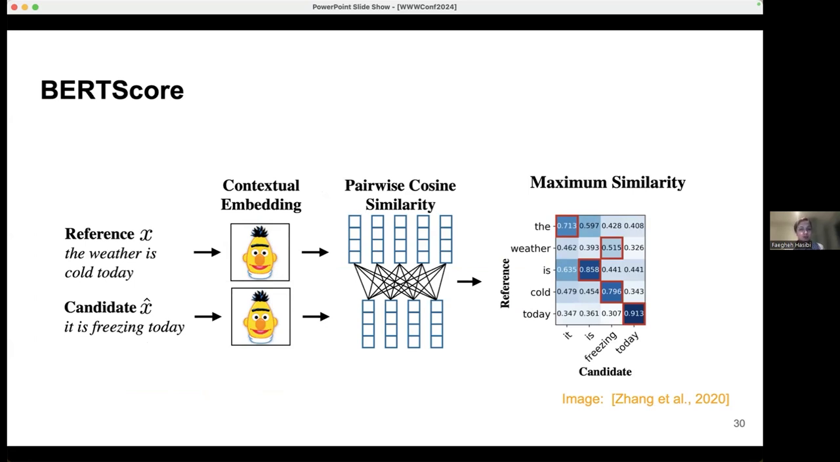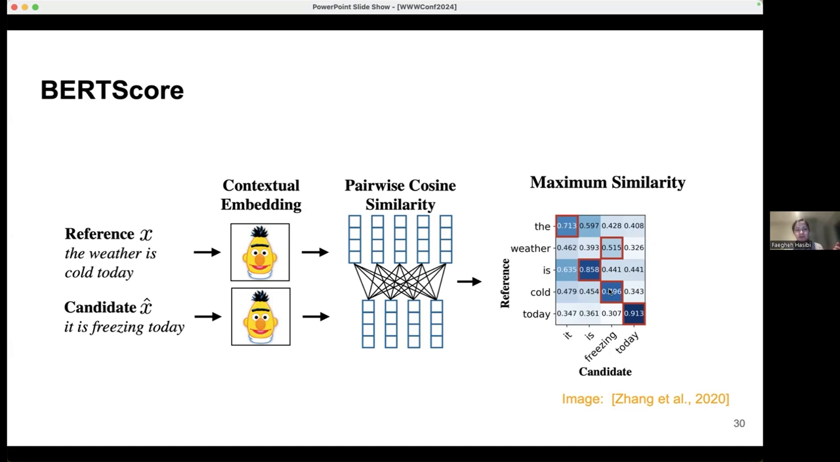BERTScore obviously uses BERT. It assumes that we have a reference sentence X and a candidate sentence X hat. We feed them to the contextual embedding model BERT, and then for every token in the reference and candidate sentences, we get an embedding vector, right? Then we compute the pairwise cosine similarity between every token in the reference sentence and every token in the candidate sentence, and then we take the max over this.